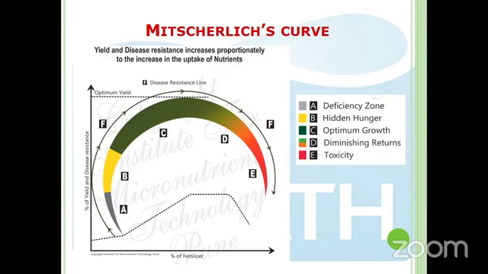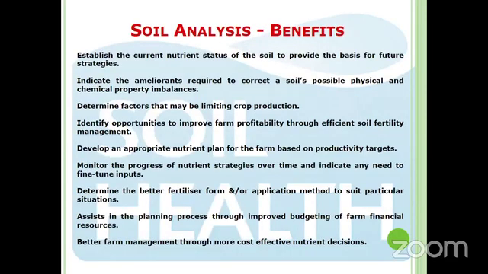In other words, if you apply 2 bags of urea, you will get 10 quintals of wheat. If you apply 4 bags of urea, you will not get 20 quintals. So there is a limit to the application of fertilizers, and you have to follow that limit to get the optimum yield or optimum income from that particular crop. So this has to be kept in mind while planning the fertilizer doses.